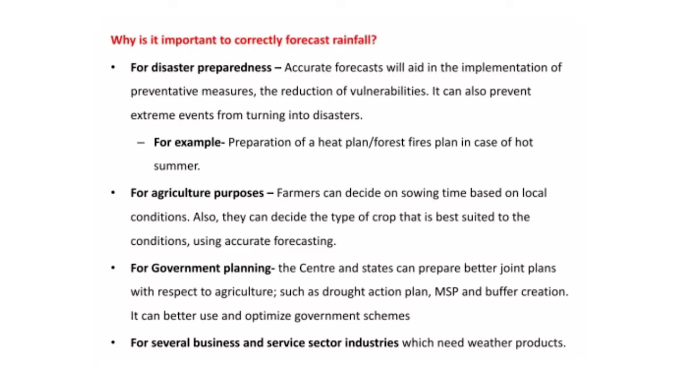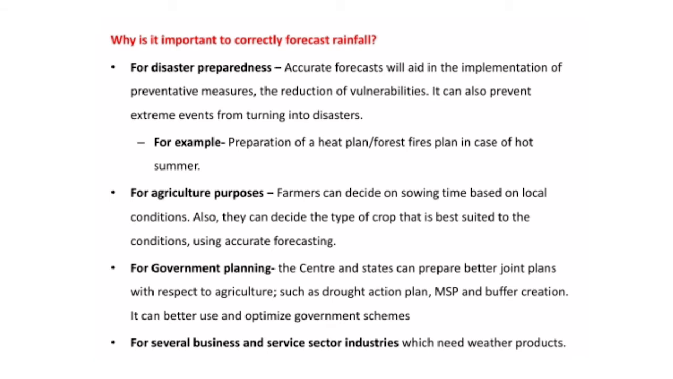Why is it important to correctly forecast rainfall? To avoid disaster, or to be prepared to avoid disaster. So preparation of a heat plan or forest fires plan is needed in the case of a hot summer. In summer we have to be aware of bush fires. A lot of times it has happened in Australia and so many countries. It can also be useful in agriculture purposes and government planning.